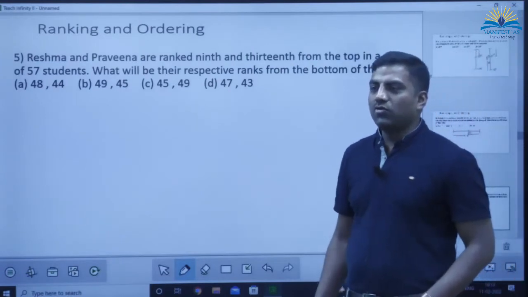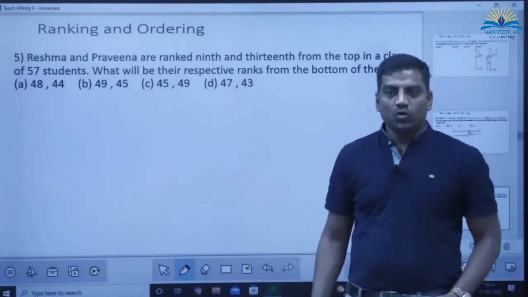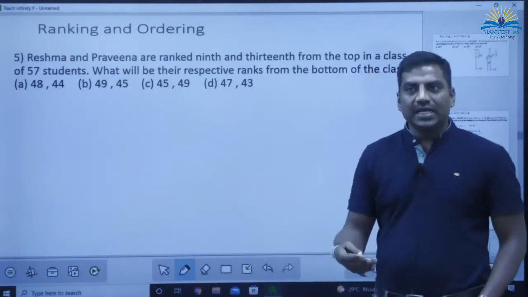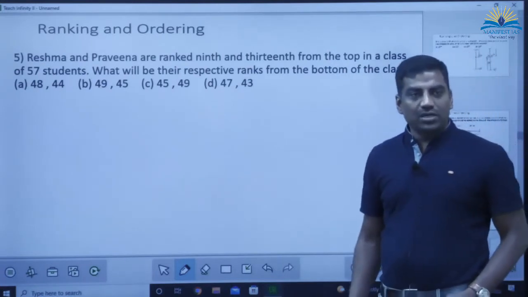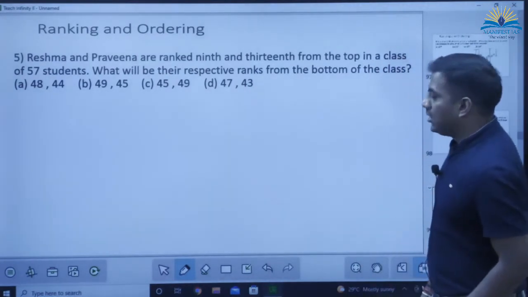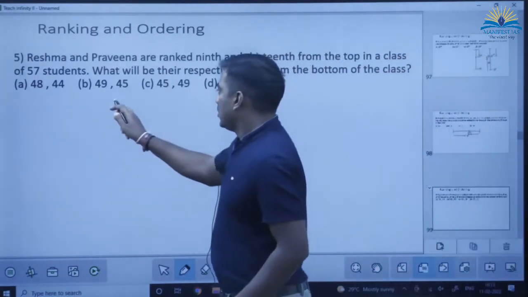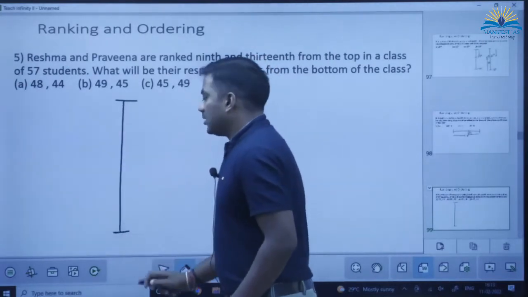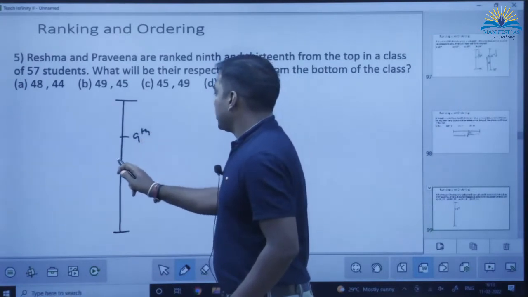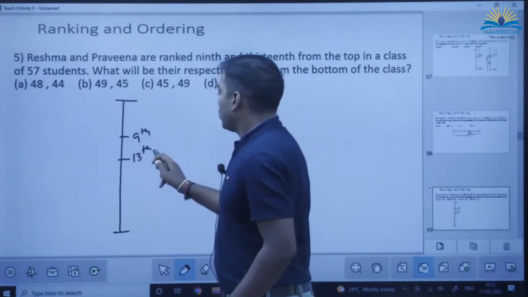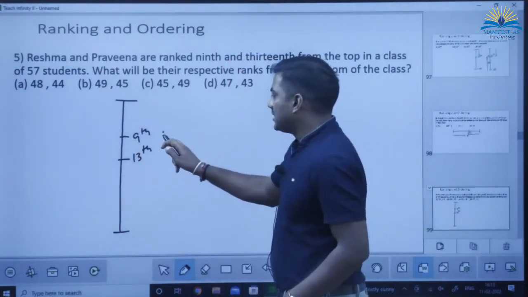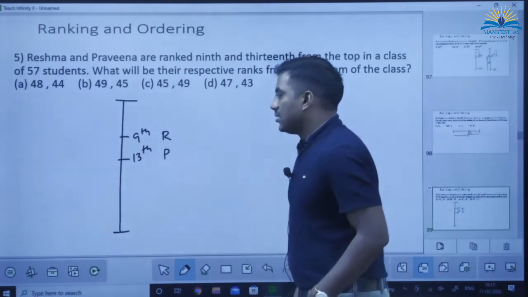Reshma and Praveena. Okay, now 2 people are coming. Let's see if we can answer with the knowledge we have. If there are any other new things that we have to learn, I'll teach you. Reshma and Praveena are ranked 9th and 13th from the top. You have to give the names correctly. Here Reshma is 9th and Praveena is 13th.